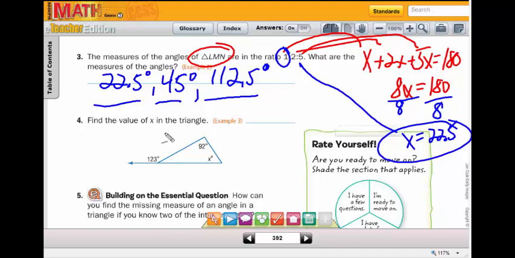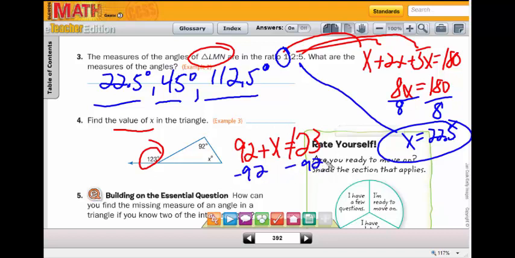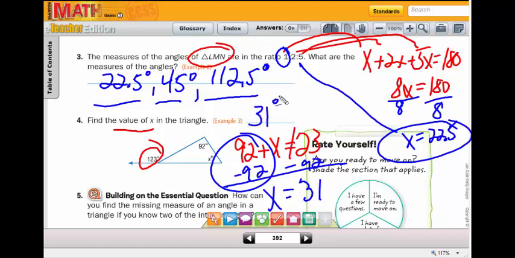Problem number 4, find x in the triangle, the value of x, I should say, in the triangle. So we have 123 on the exterior angle, and here's the two remotes, so 92 plus x has to equal that 123 degrees. So we're going to subtract 92 from both sides. There's our zero pair here, and we have x equals 123 minus 92 is 31. 3 minus 2 is 1. 12 minus 9 is 3. So we have the answer here of 31. Don't forget your degree mark.